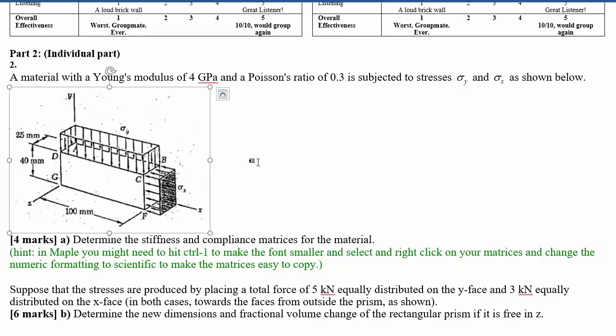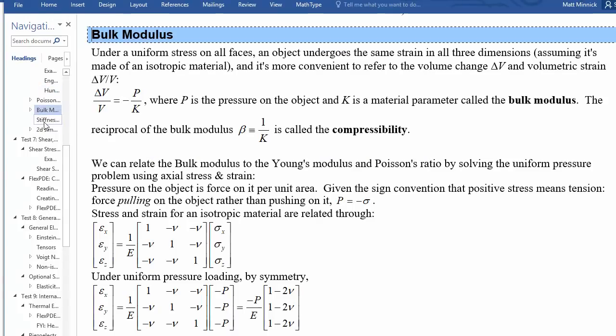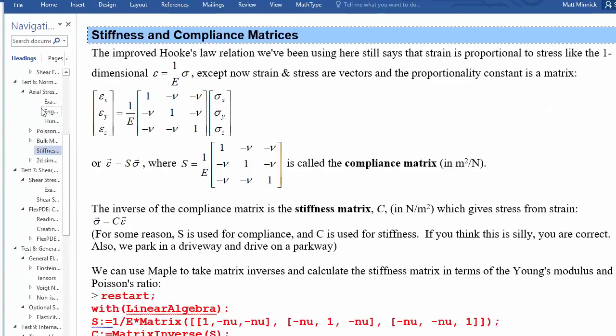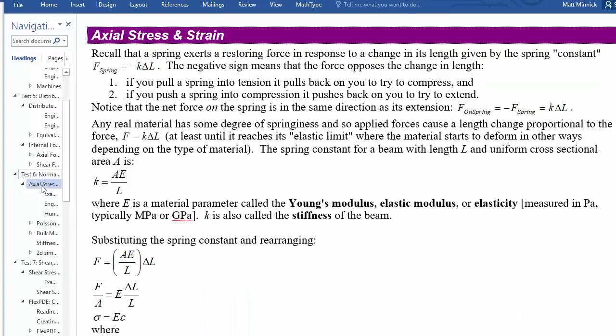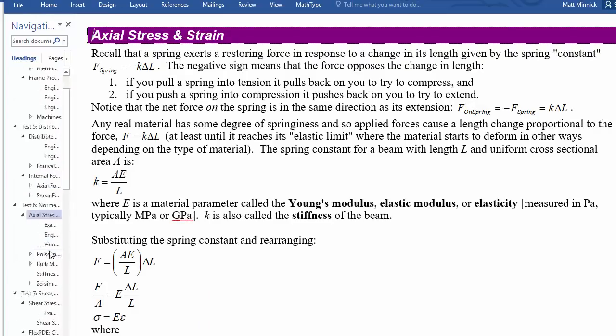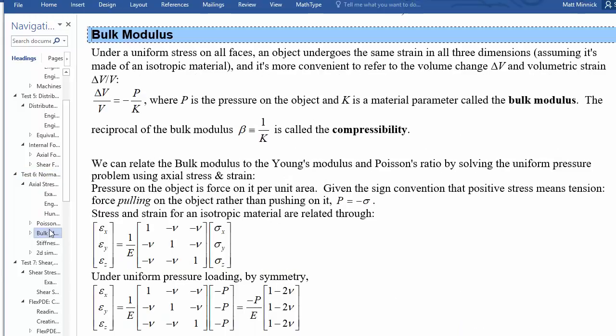Okay, the next part of this test is dealing with stiffness and compliance matrices, and these tell you about how the object is going to be deforming. So we can jump over to the lecture notes here, and in the lecture notes we define stiffness and compliance matrices in this part under the heading test 6. I'm not sure if you guys have those headings, but you should have them. Let me know if you don't, and we'll fix that.